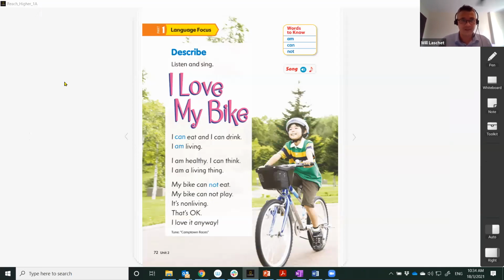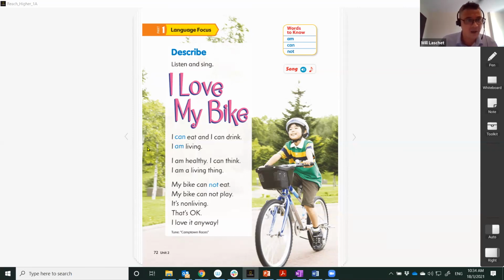Next, we're going to have a look at a song. What can you see in the picture here? Pong says he's looking forward to doing the singing. Perfect. We can see a boy. What is he doing? He's riding a bike, or cycling. And it says here the name of this song is I Love My Bike.